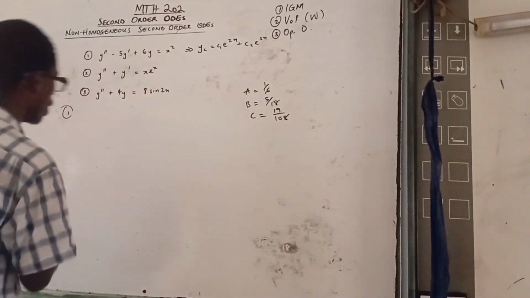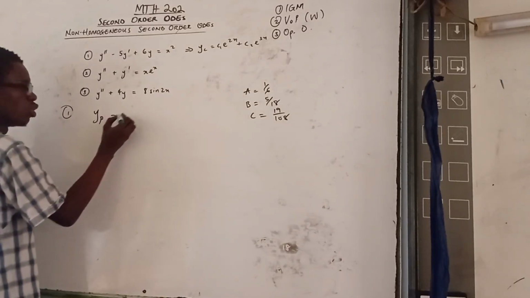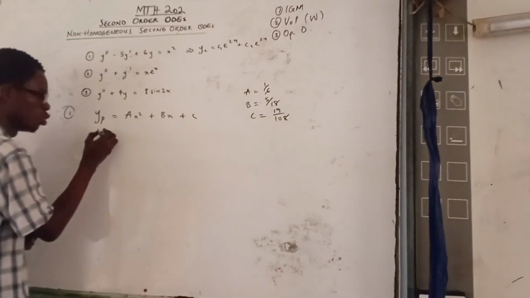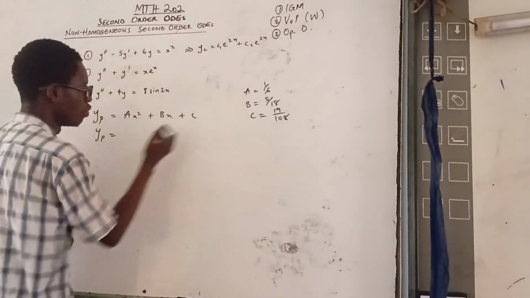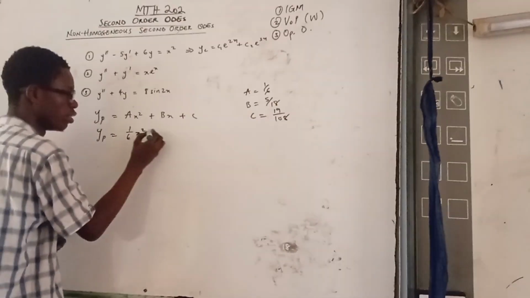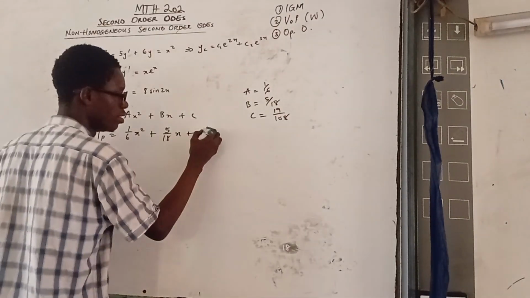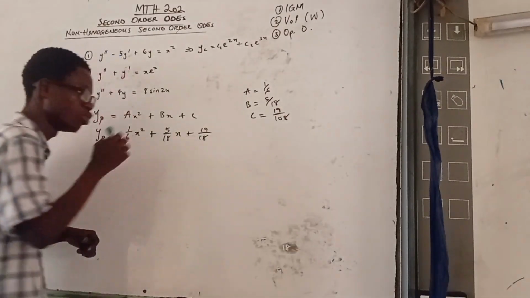So we are going to write our yp. From the initial guess, we got yp equals ax squared plus bx plus c. So yp equals, we have gotten our a is 1 over 6, so 1 over 6 x squared plus, what's our b, 5 over 18 x plus, what's our c, 19 over 108.